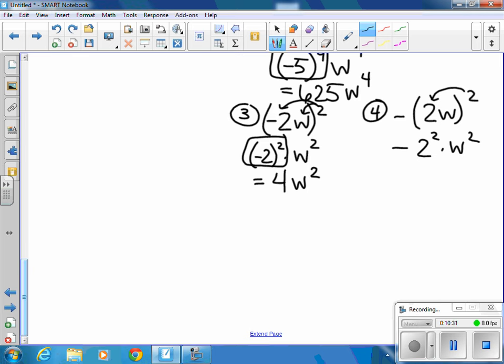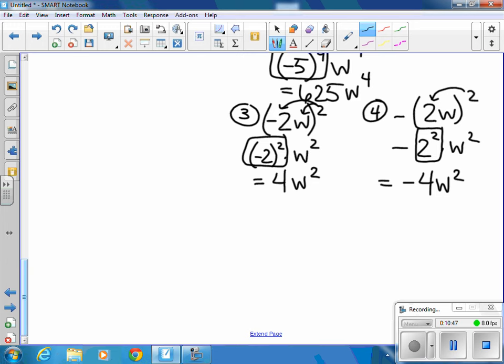Over here, when I go to do my exponent, because it's not in parentheses, 2 squared is 4, and then bring your w squared down, but that negative sign has got to stay there. So this one becomes -4w squared. So that negative on the outside versus inside does change your whole entire answer.